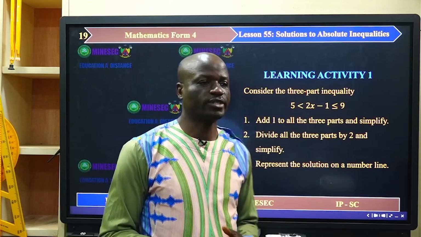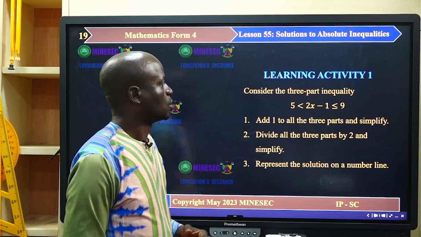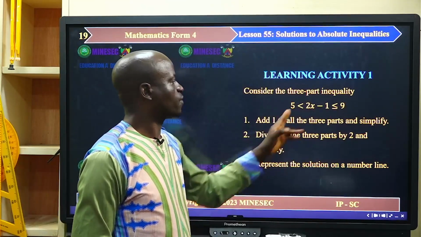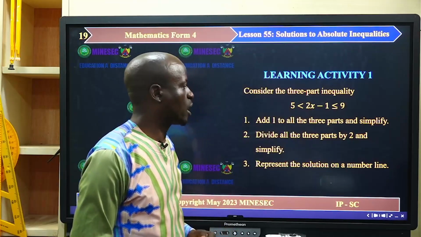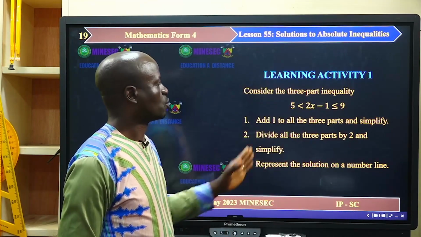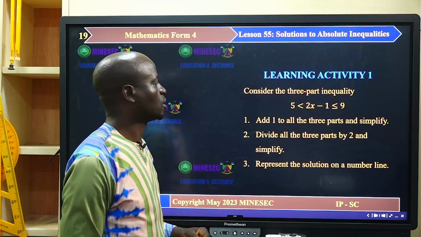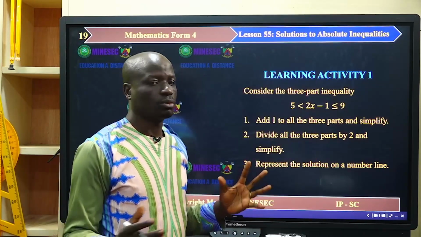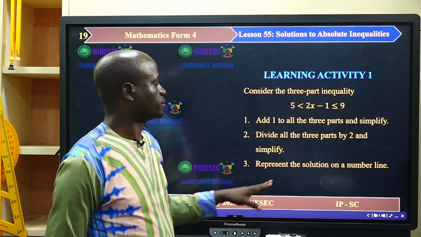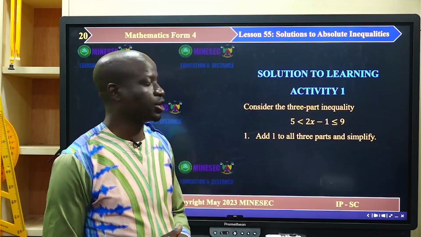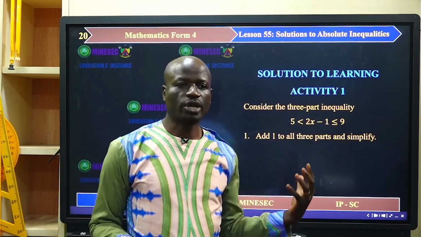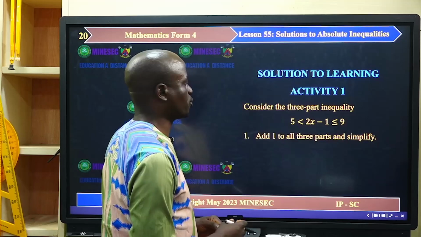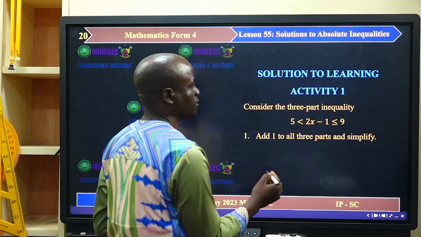Let's look at our first learning activity. We want to take this three-part inequality, 5 is less than 2x minus 1, less than or equal to 9. We'll add 1 to all three parts and simplify. Then we'll divide all through by 2 and represent the solution on the number line. So the first task: let's add 1 to all the three parts of the inequality and simplify.